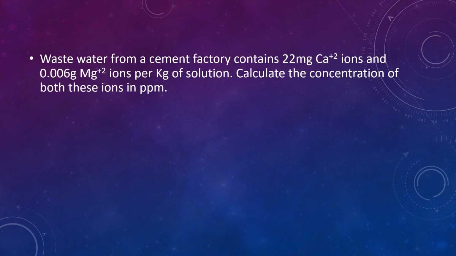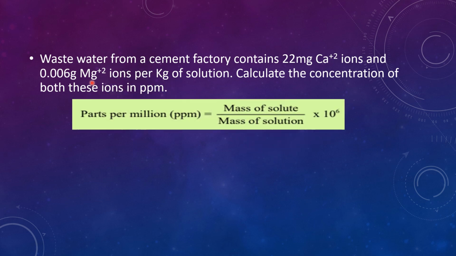In another question, you can see here the wastewater from a cement factory contained 22 milligram calcium ions and 0.006 gram of magnesium ions per kilogram of the solution. The weight of the solution is in kilogram. Calculate the concentration of both these ions, calcium ions and magnesium ions. So one by one we will calculate it.